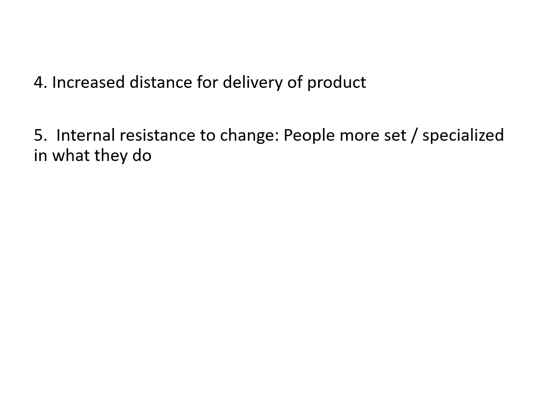An increased distance for delivery of products would apply for a centralized manufacturing organization, for example. With the one hub, it will have to cover greater distances for delivery. And point 5, internal resistance to change. The large firm finds it more difficult to be dynamic and change than smaller competitors, because people in the organization are more set in their ways, and they've achieved a certain level of specialization in what they do, so they don't necessarily want to change the way that they do things.